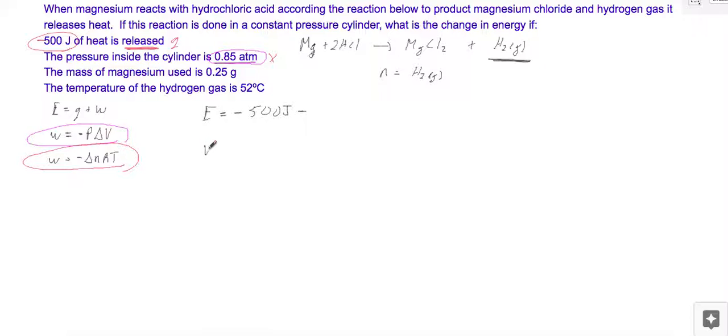So we have work is equal to negative the number of moles times R, which is going to be 0.0821, and then times temperature, which is 325 Kelvin. So we need to get this change in number of moles. Again, the only gas that matters here is on the product side, which is that hydrogen. So it's going to be however many moles of gas we have on this side minus how many moles of gas we have on this side.